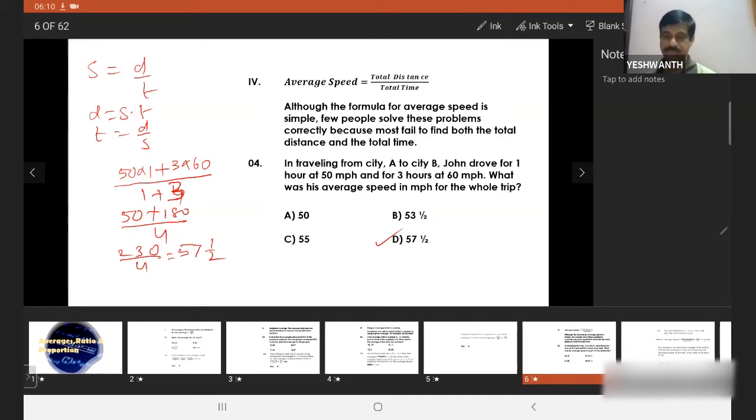Right, children? So that is total distance covered. At first time of 1 hour, it is 50 miles per hour or 50 miles. And at the next 3 hours of travel time, it is 3 into 60, it is 180 miles. So total distance covered is 230 miles by total time taken is 4 hours. Therefore, average speed is 57 and a half miles per hour. Please note it, children.